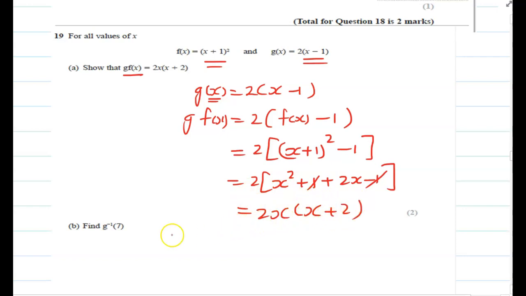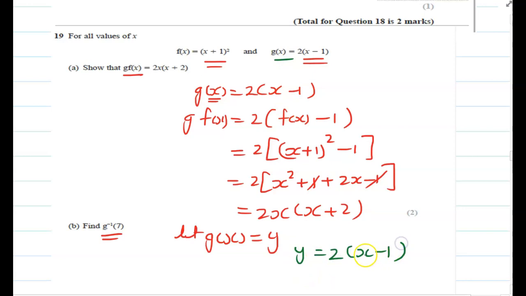Okay, so now you need to find G inverse 7. So let Gx be y. So what we need to make? We need to make y the subject here. So from here, y equals 2x minus 1. Okay, so you can write y equals 2x minus 2.